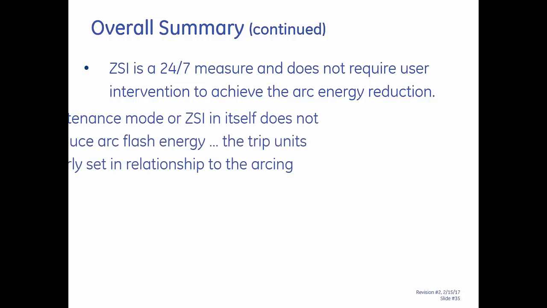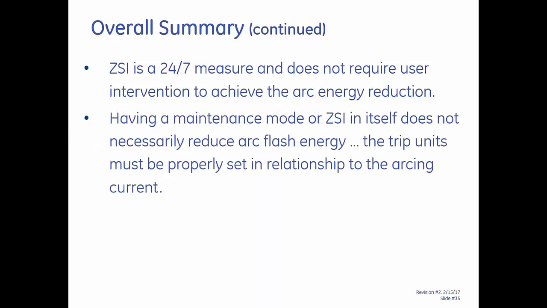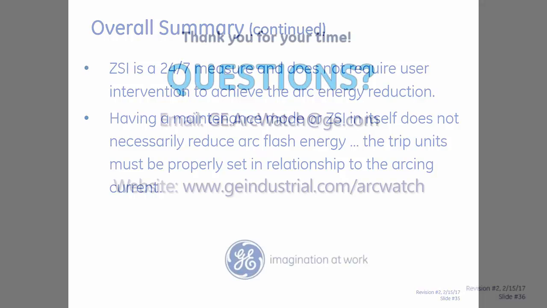And the last point I want to leave you with, and hopefully something that I've made the point sufficiently prior to this, is that having a maintenance mode and ZSI available on a trip unit in itself is not going to give you the arc flash energy reduction. You'd be lucky to get it unless you specifically are setting the devices correctly in relationship to the arcing current.